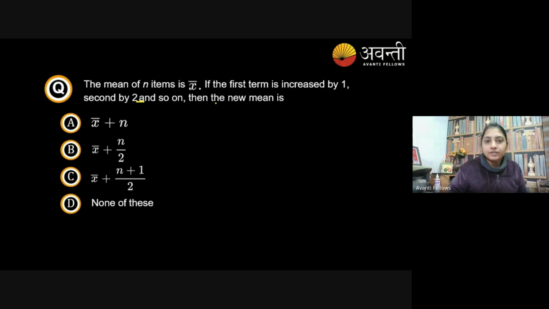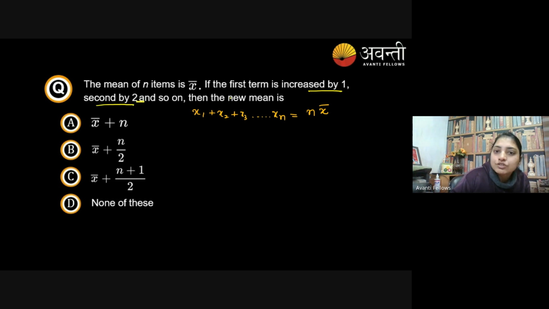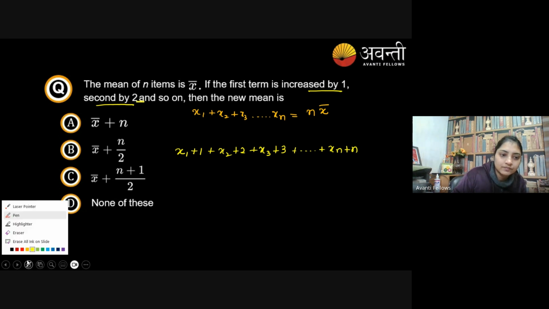Okay. Dear friends, they said the mean of n items is x bar. It means if I say x1 plus x2 plus x3 up to xn, the sum of n items is equal to n into x bar. Agree? So if the first item is increased by 1, the second by 2, and so on, I can rewrite it as x1 plus 1, plus x2 plus 2, plus x3 plus 3, right, Avni? And so on up to xn plus n. Yes or no? Yes, ma'am.